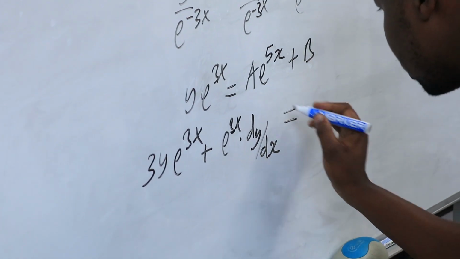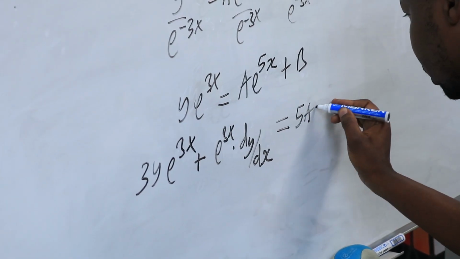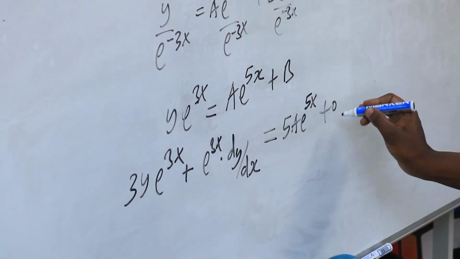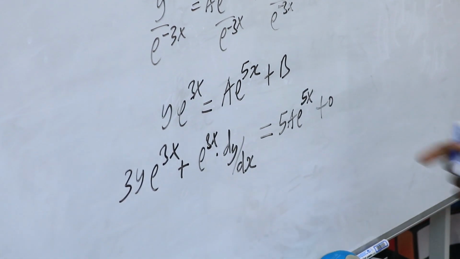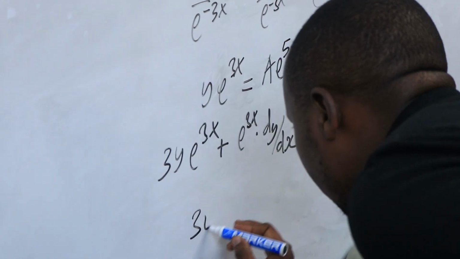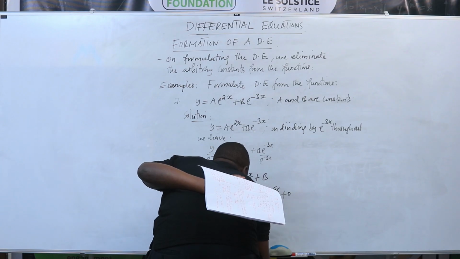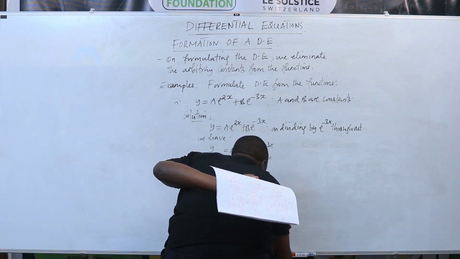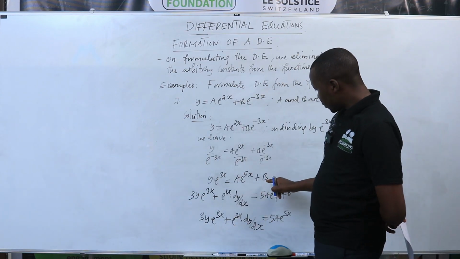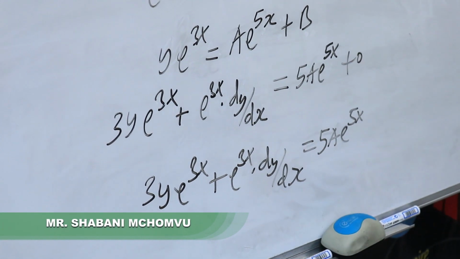Now differentiate normally, we get 5a e raised to 5x, then plus b, which becomes 0. So from there, we have 3y e raised to 3x, now we plus e to the 3x dy/dx equals 5a e raised to 5x. So now one arbitrary constant b has been eliminated, and we remain with constant a.